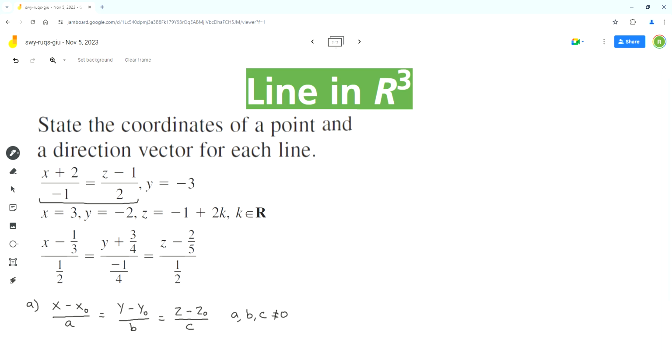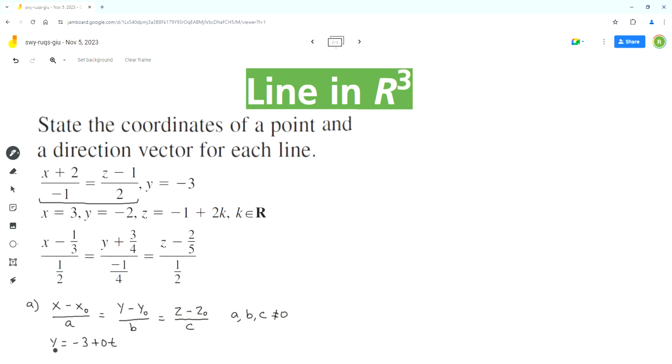In the given equation, the y component of the direction vector is 0. That is why the y part of the equation is not in symmetric form. We can rewrite the y equation as... now we can write the coordinates of a point that lies on this given line.